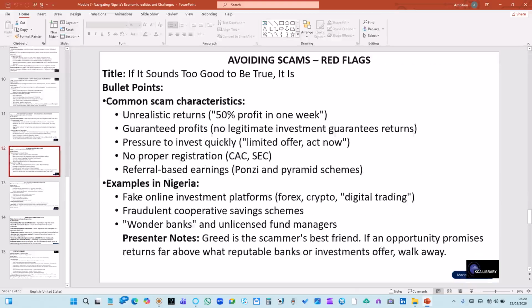Now let us look at avoiding scams. These are the red flags, how you can avoid investment scams, titled: If It Sounds Too Good to Be True, it is. Then common scam characteristics: unrealistic returns. So whenever an investment return is not realistic, know that it is a scam.